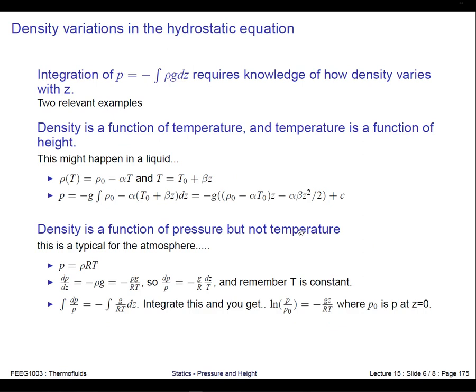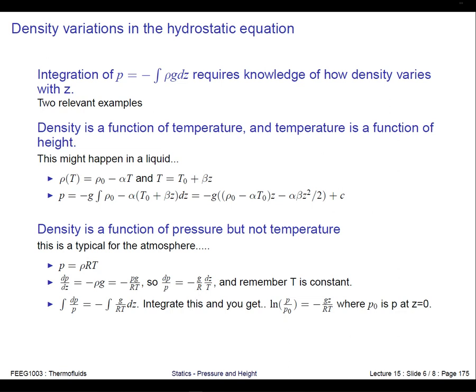This can get a little bit more complicated if density varies. So this means we have to do something with rho. That means we have to get rho in terms of some function of z, and then we can integrate this entire integral.